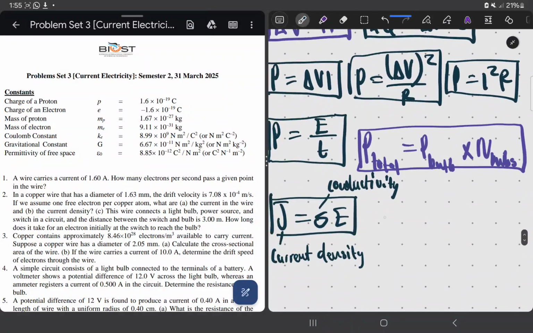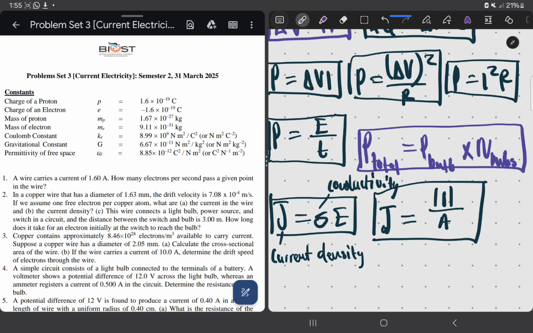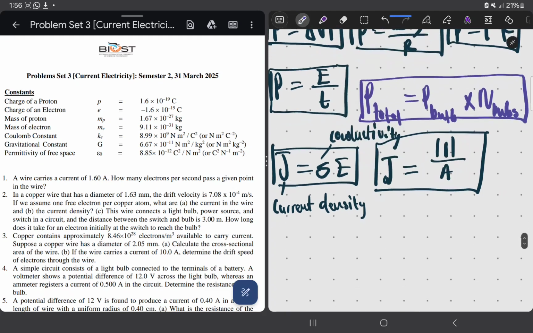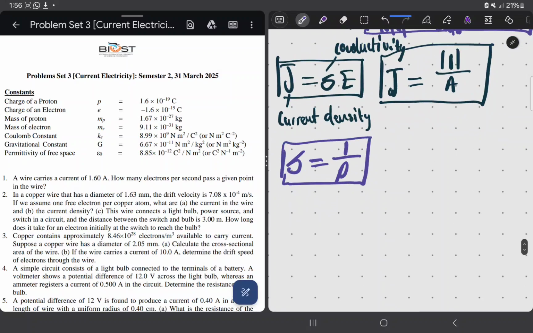Now from here, I can also say J is equal to the current density, which is current over the area. And sometimes I may need to put this in current modulus, that is if your current is negative. Then finally, you're going to have a relationship between conductivity and resistivity. We know that conductivity is 1 over resistivity, which means the reverse is true for resistivity. It is 1 over conductivity. With this, I'll be done.